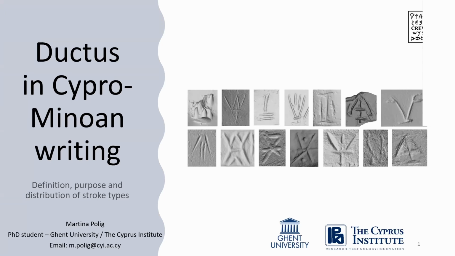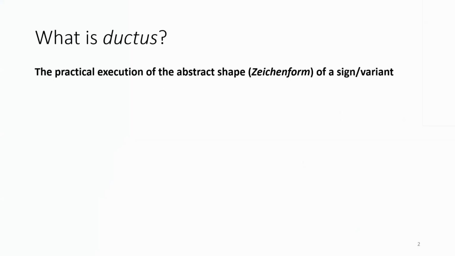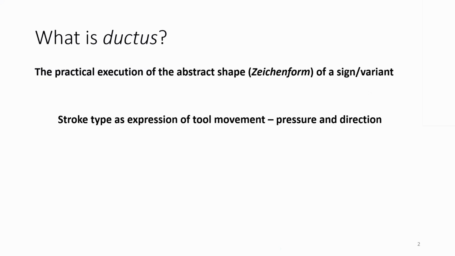what purposes. And before I begin, I want to just briefly define what Ductus is for me, because it's a bit of an ambiguous term depending on from what school you're coming from. And so for me, it's the practical execution of the abstract shape of a sign or variant. And so in that context, of course, stroke type is very important. And I see stroke type as the expression of tool movement, so of pressure and direction.